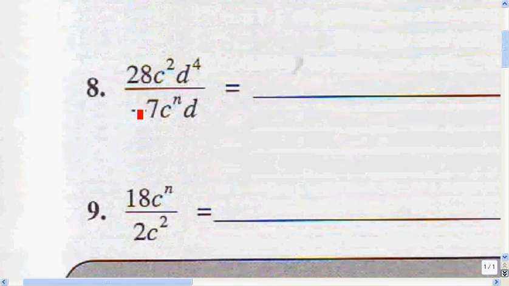Again, how many negatives do we have? Just 1, right? So that's an odd number of negatives, so that means our answer is negative. Then I do 28 divided by 7. Well, what times 7 equals 28? Well, 4 times 7 equals 28. So I know my answer is 4. Then I do the variables. I do not know what n is, so the best I can do is just write n minus 2. That's the best I can do.